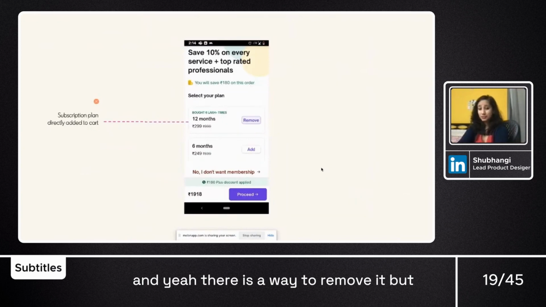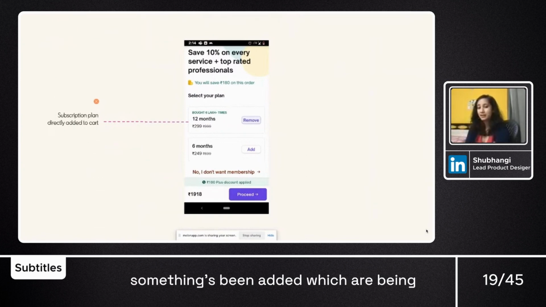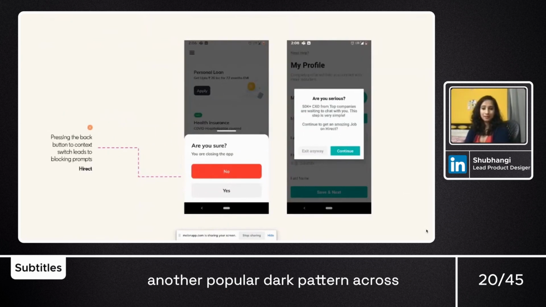And yeah, there is a way to remove it, but as you see, that's definitely not the highlighted part of the screen, right? It takes a while to even understand that something's been added, you're being charged extra, and that you can remove it. Another popular dark pattern across websites, across apps that I've been observing is when you try to exit, they actually try to not let you leave.